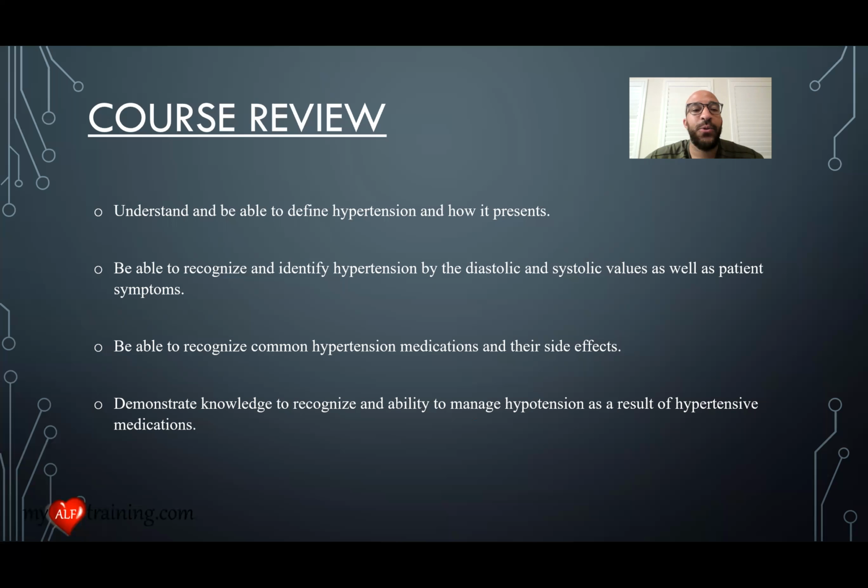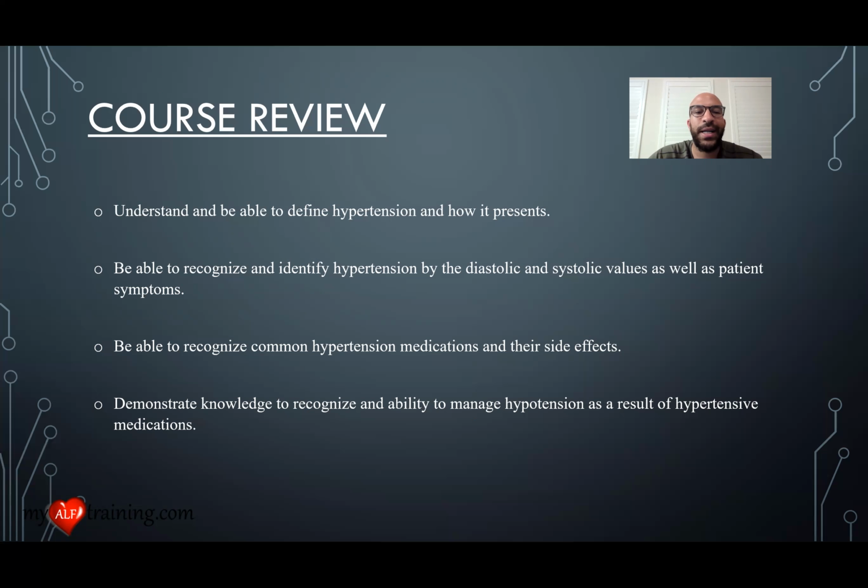So as you can see here, we made it through all of our course objectives, and we're just going to do a quick review. So we understand now, and you should be able to define hypertension, and you know how it presents. You should be able to recognize and identify hypertension by the diastolic and systolic values, as well as the patient's symptoms. And as well, we talked about even the difference between prehypertension and hypertension levels. So you should be able to pick those out in a group of blood pressure readings.